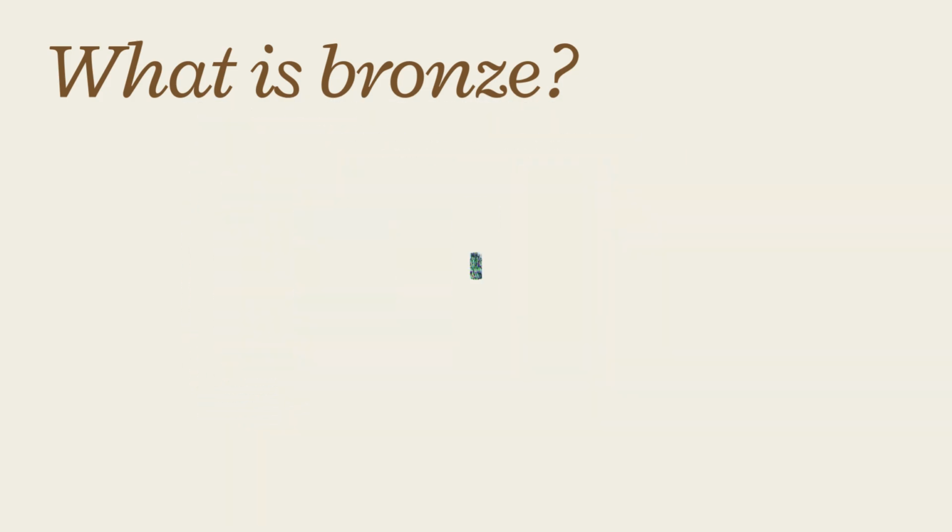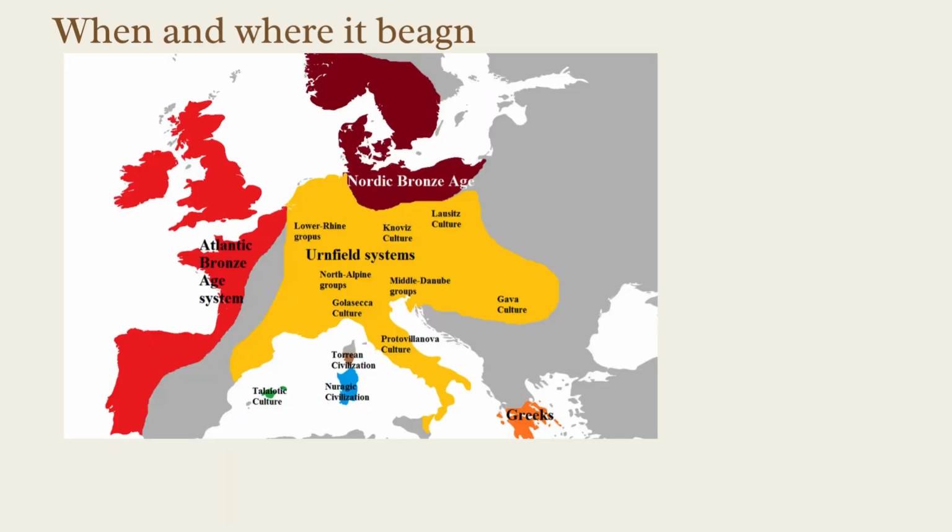The Bronze Age, when did it begin? Well, it began over 5,000 years ago, during 3300 BCE, in the Middle East. Then it spread into other parts of the world, including Europe, Asia, and Africa. This period brought many advancements and change in how people lived.